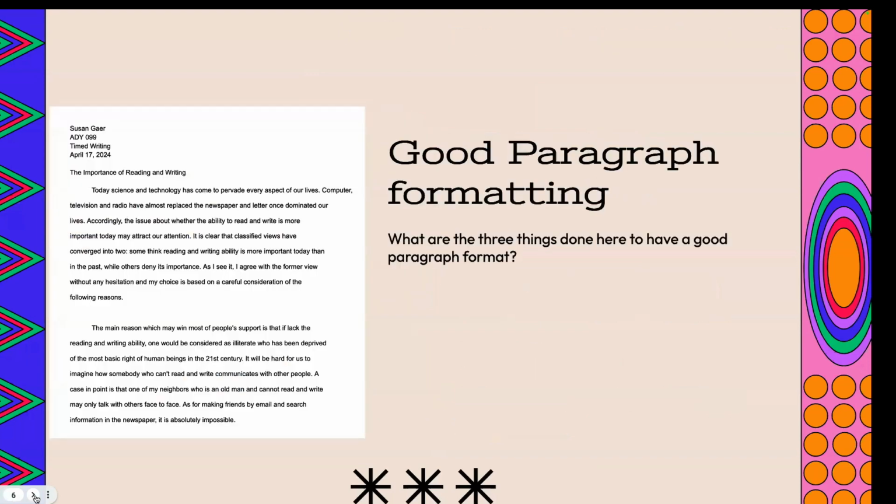You want to make sure you have good paragraph formatting. This includes your name, the class, the topic, the date. Then double space, as you can see, indent the first sentence of each paragraph and double space. That's really important. You're going to lose points if you don't have good formatting.